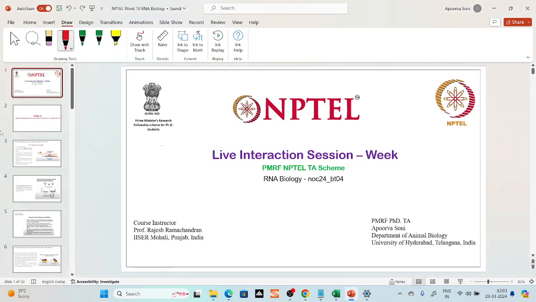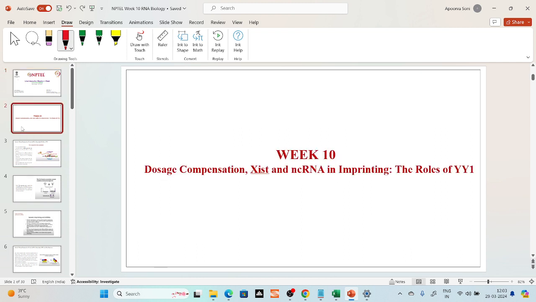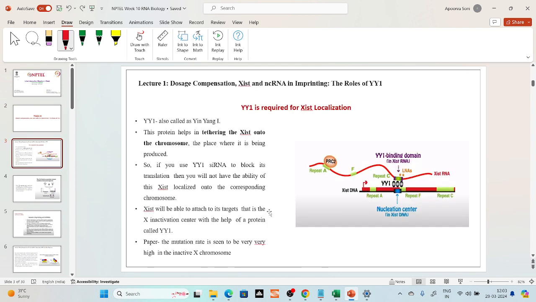Okay, so this week we have to study dosage compensation, Xist, and non-coding RNA in imprinting. We have a lot to cover because we had 7 lectures, so we'll try to quickly go through the theory and then we'll try to solve the questions.